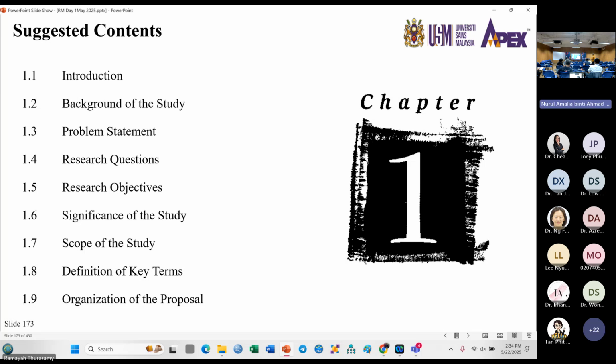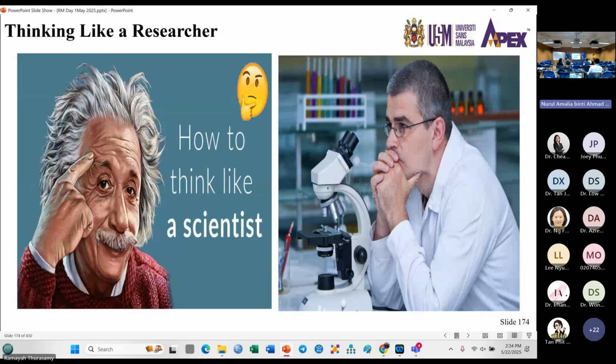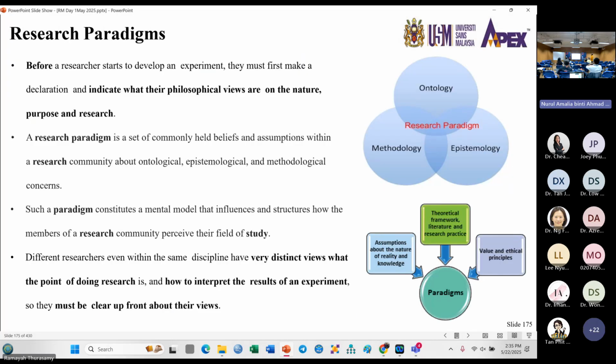Okay, next we want to move to another part called thinking like a researcher. This is the most important part for a quantitative researcher. Okay? This is where we will look at terms like variables, construct, concept, right? Now, we have a term called research paradigm. How many of you are familiar with this? Okay, many people are not familiar, right?